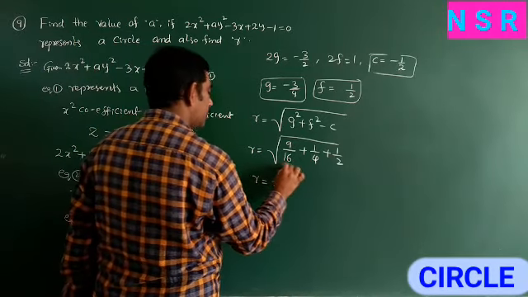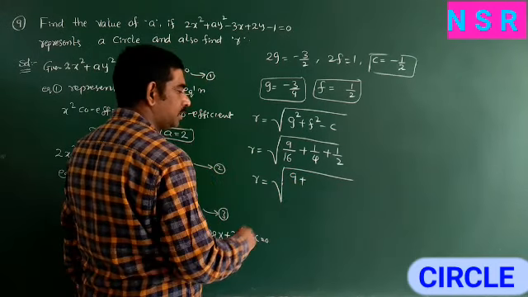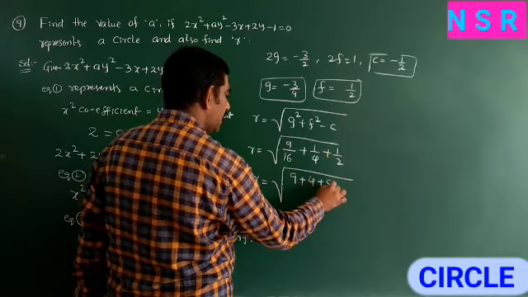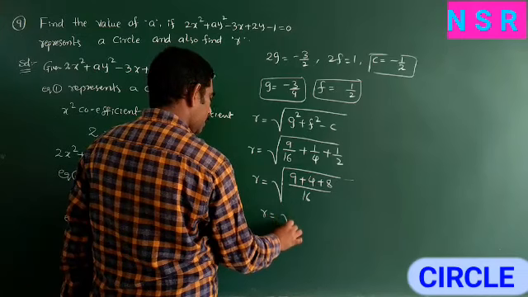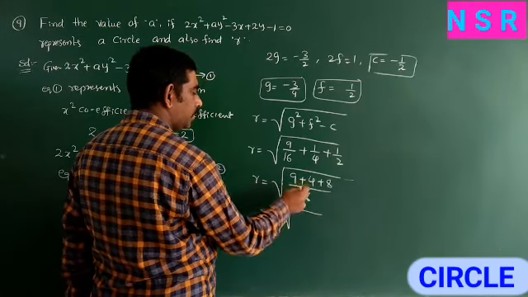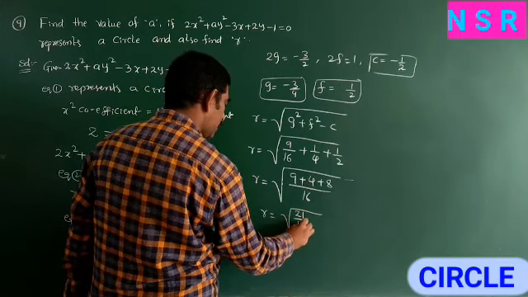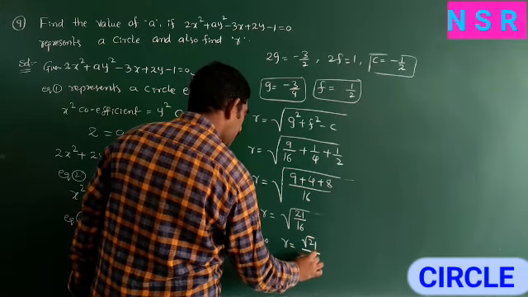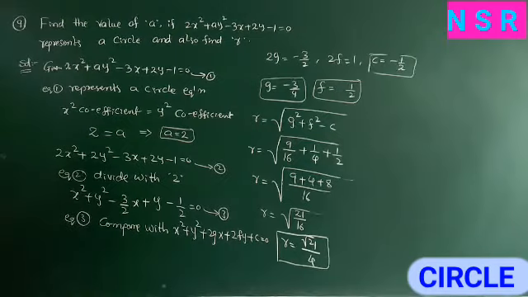Now r is equal to, here LCM is 16. 9 plus, so 4 4s are 16, 4 1s are 4, 2 8s are 16, 8 1s are 8, by 16. So 9 plus 4, 13 plus 8, 21. So root 21 by 16, is equal to root 21 by root 16, value 4. Now radius of given circle is root 21 by 4.